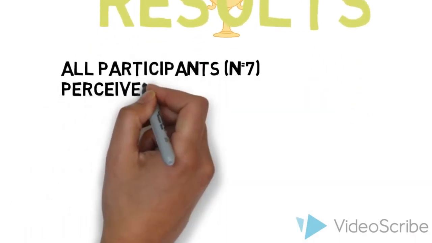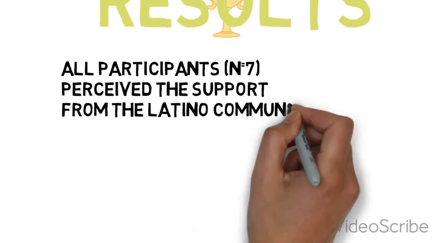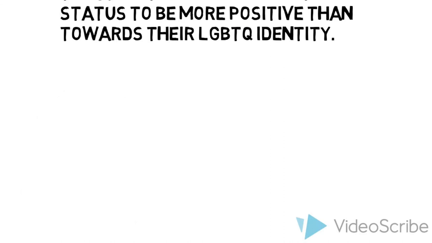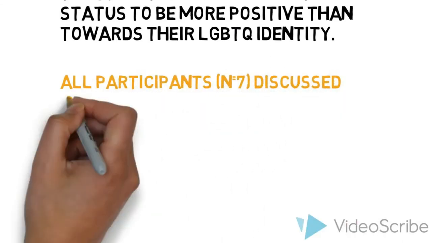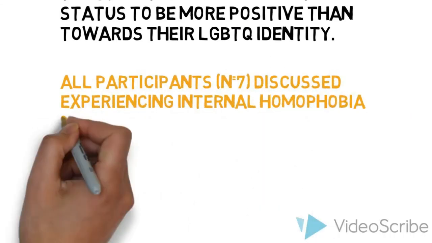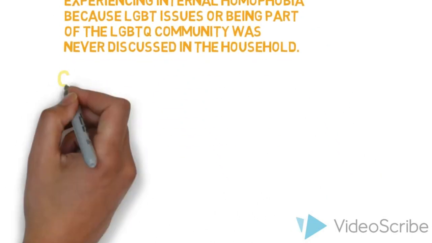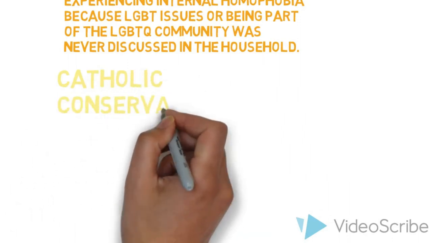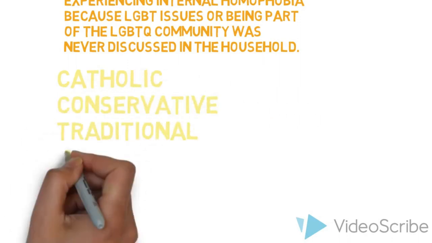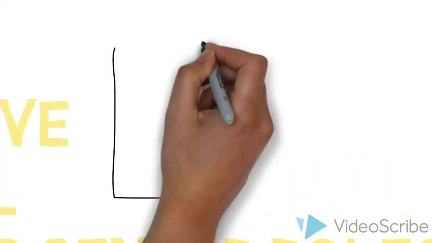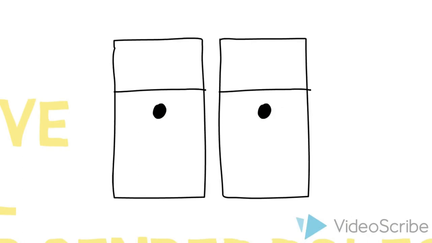All participants, which means 7, perceived the support from the Latino community towards their undocumented status to be more positive than towards their LGBTQ identity. All participants, all 7, discussed experiencing internal homophobia because LGBTQ issues were never a part of a household or community. This was due to reasons of being Catholic, conservative, traditional, and culturally established gender roles. Those are some pretty stiff rules.